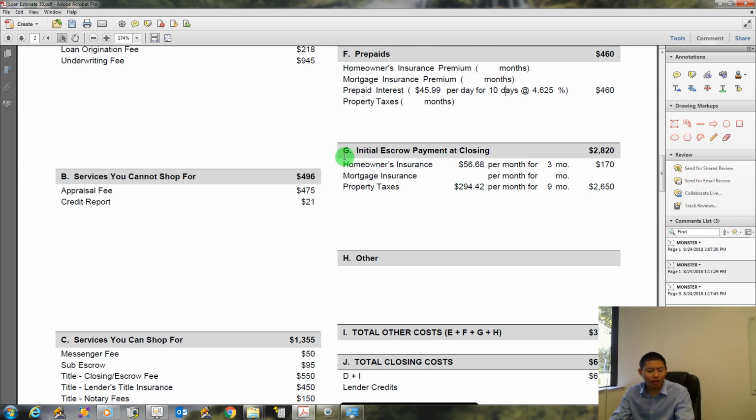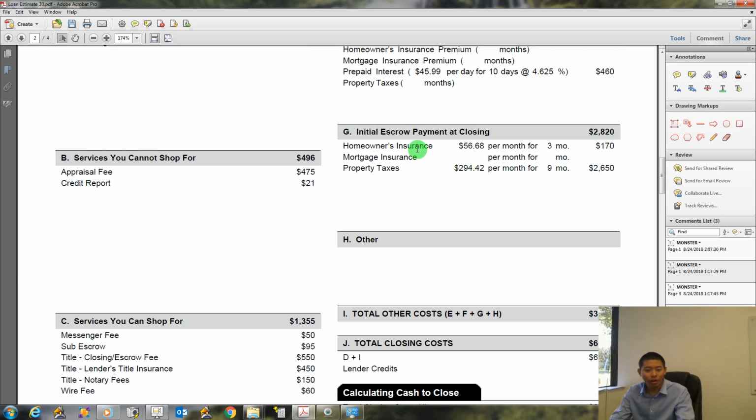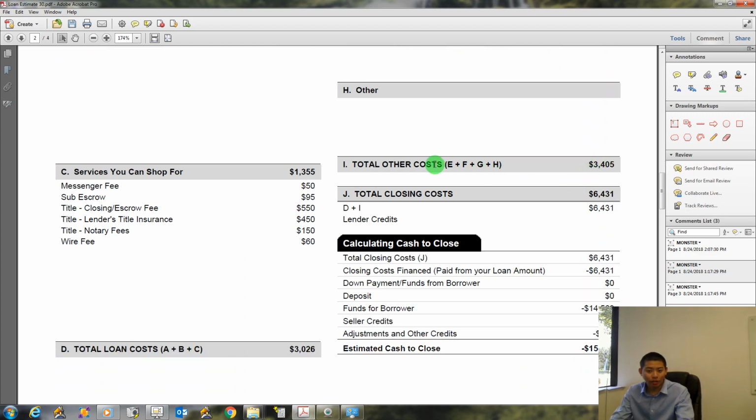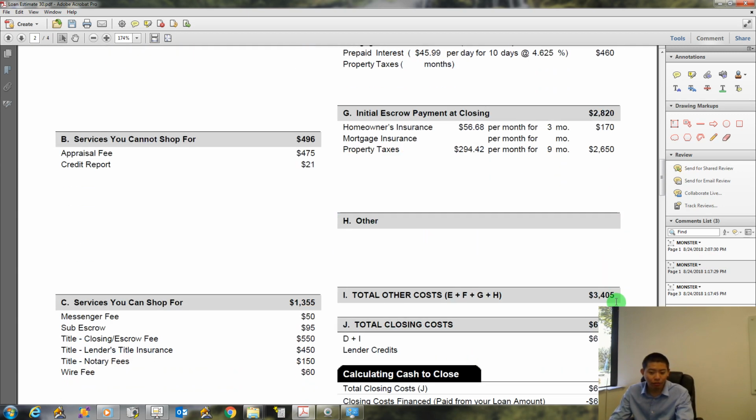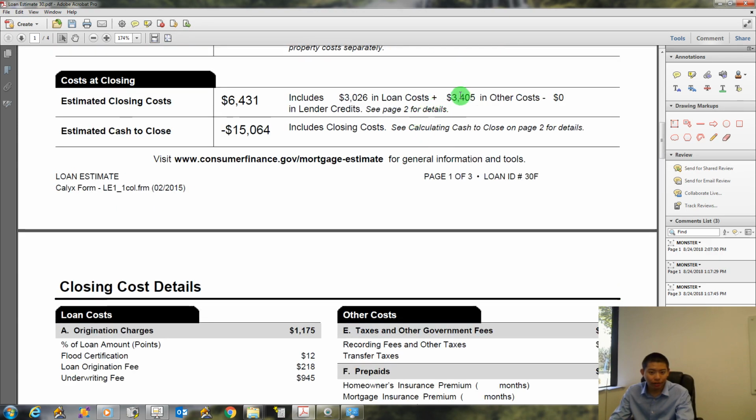Okay, and then for column G, the initial escrow payment at closing, which is $2,820, with the breakdown of that, basically your homeowner insurance and taxes. So you're basically paying $56 for 3 months, which is a total of about $170, and then the taxes are $294 a month. It's 9 months. That's a total of $2,650. And then in I, your total other closing costs, that'd be your E column, F column, and G column. The total is $3,405, which you see right here.